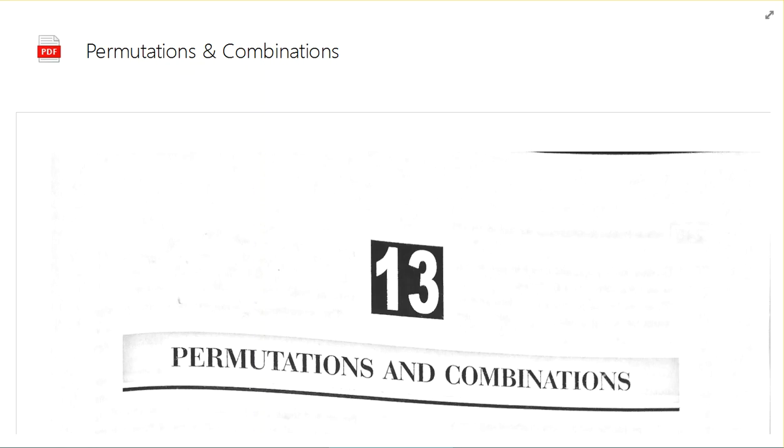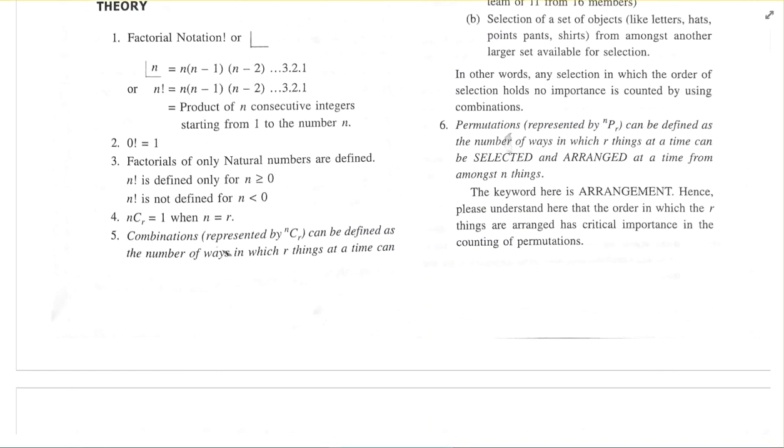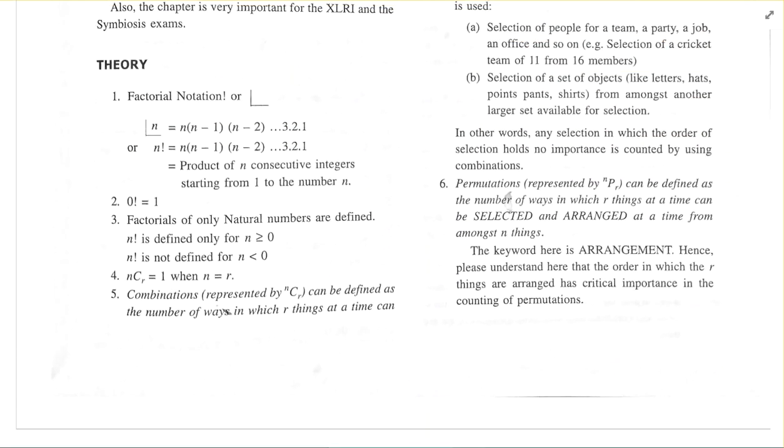So at first I will start with factorial notation and then I will give you the formula of NPR and NCR and I'll tell you to practice it, and thereafter we will go through the course of this chapter. This is permutations and combinations, the most feared chapter of the quantitative aptitude syllabus, and there are many points to read in this chapter, but at first we'll study factorial notation.